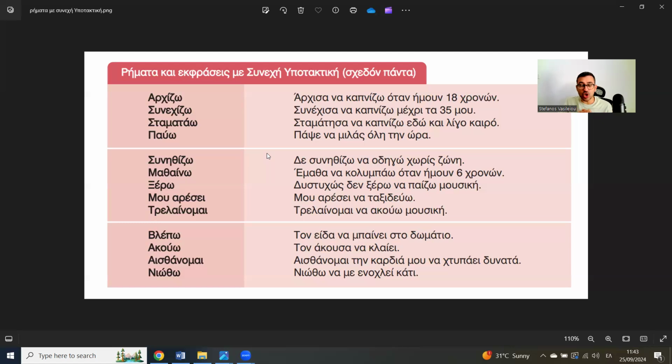Δεν συνηθίζω να οδηγώ χωρίς ζώνη. I do not tend to drive without my seat belt on. Έμαθα να κολυμπάω όταν ήμουν 6 χρονών. So here, I learned how to swim when I was 6. Δυστυχώς δεν ξέρω να παίζω μουσική. Unfortunately, I don't know how to play music. Μου αρέσει να ταξιδεύω. I like to travel. We cannot say μου αρέσει να ταξιδέψω. So that's the other form of the subjunctive.